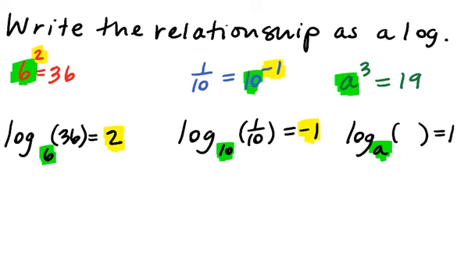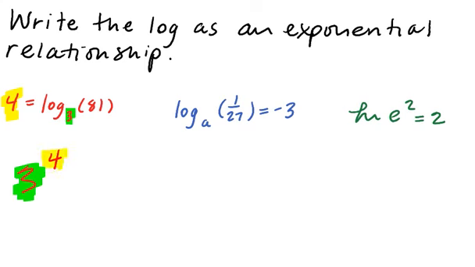And okay, the log itself is the exponent. So that'll be 3 to the 4. And the argument is the answer. Okay, and that's true. We know that 3 to the 4 is 81. So this should be kind of coming together a little bit.